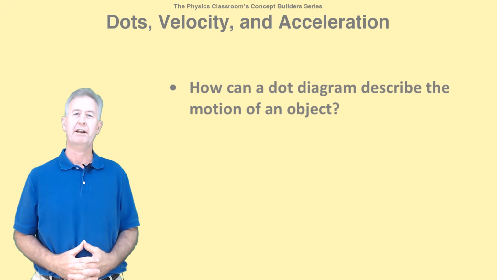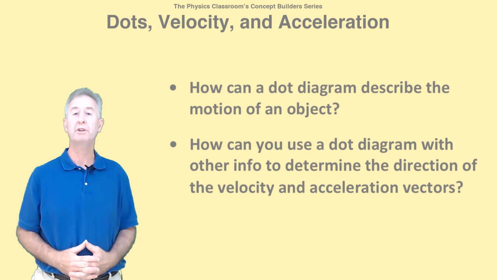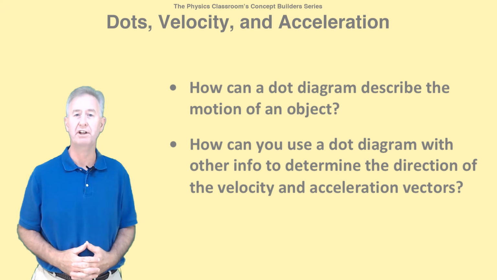How does a dot diagram describe the motion of an object, and how can you use a dot diagram to determine the direction of the velocity and the acceleration vectors?